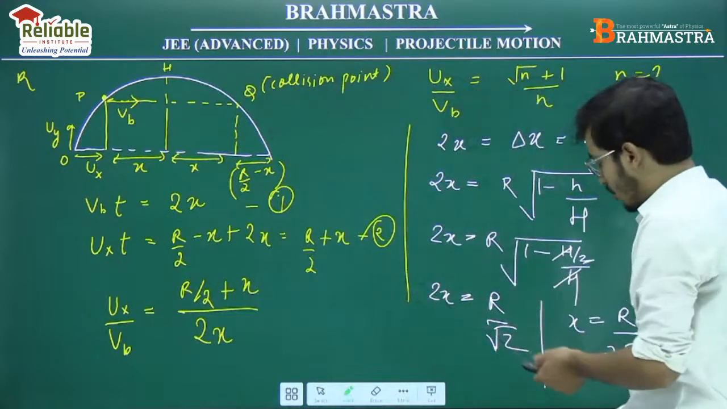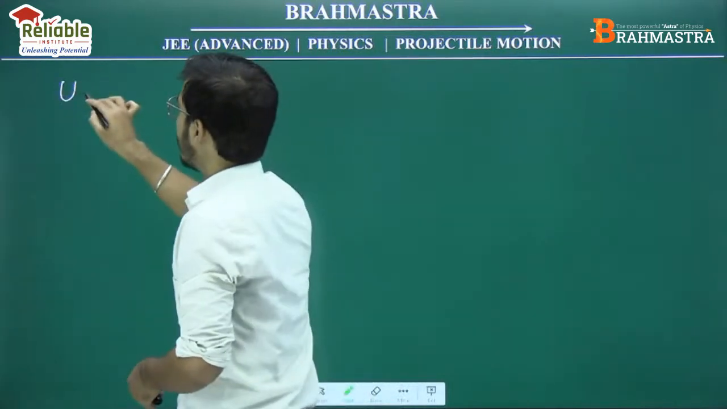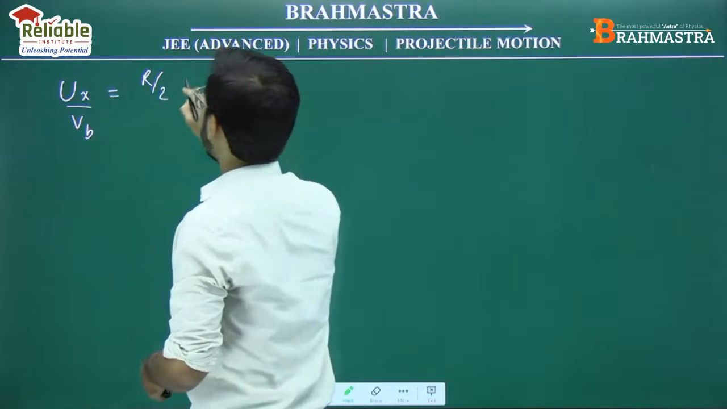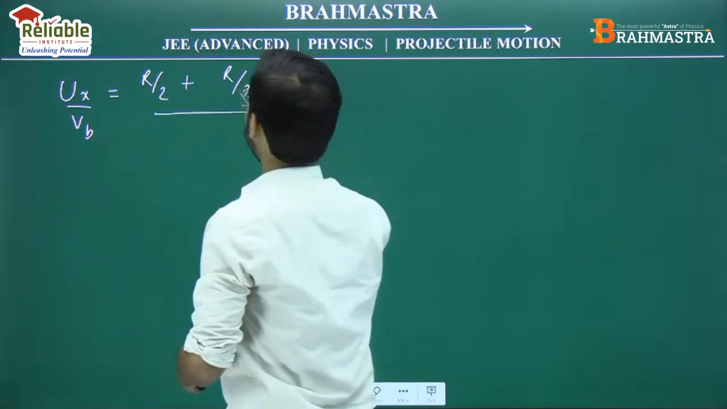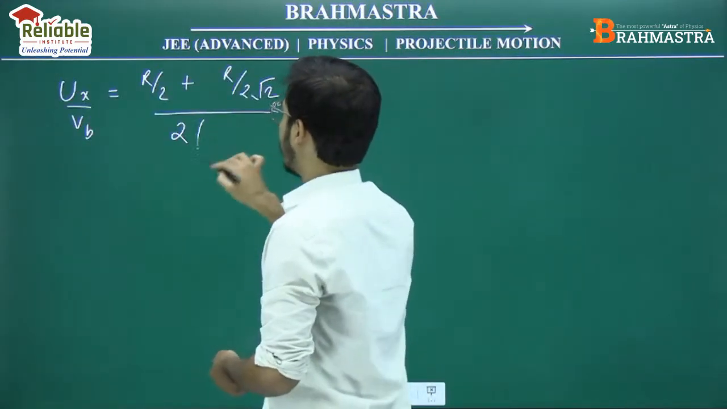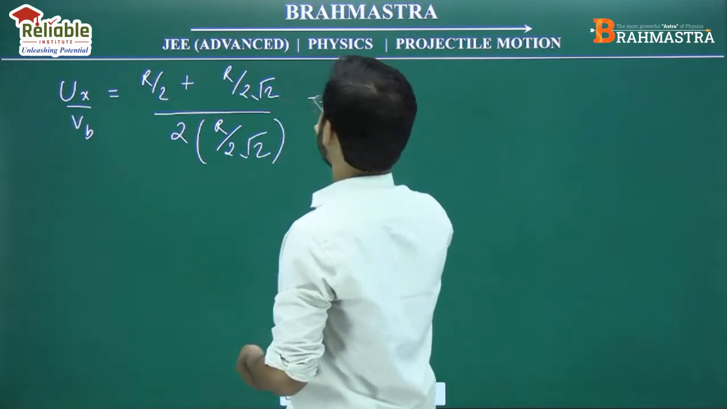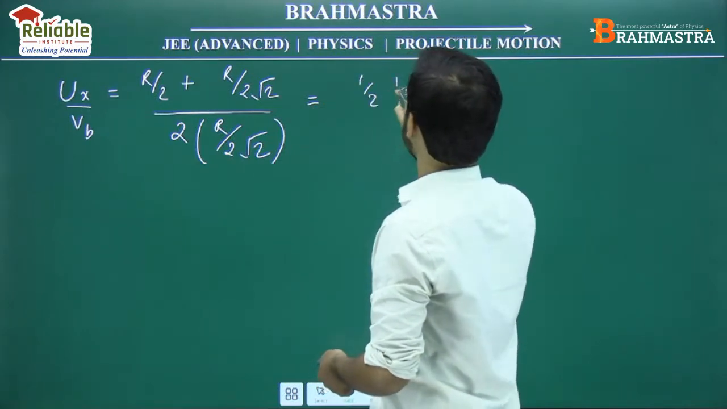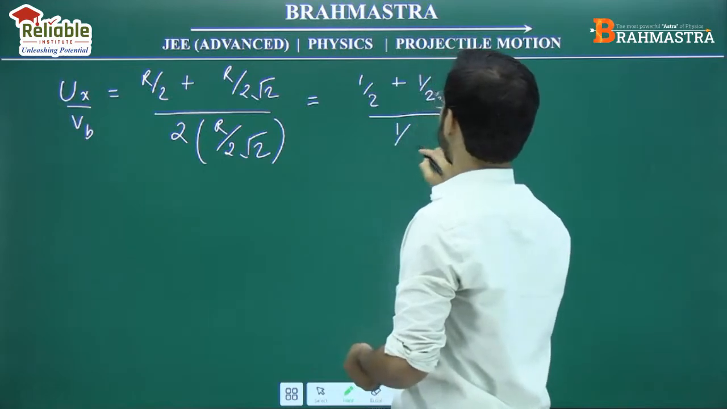Let us place the value of x in that equation, ux upon vb. So ux upon vb comes out as, it is r by 2, and I hope it is x, so x is r by 2 root 2. Then in the denominator, there is again x, so r over 2 root 2. Fine. R can be cancelled out. So it is half plus half root 2 divided by 1 over root 2.